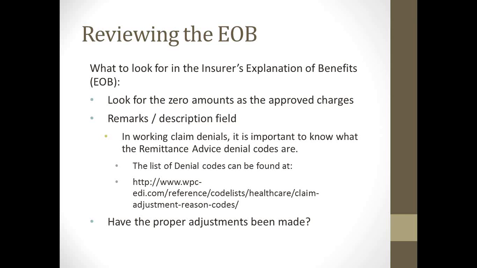The first thing you want to look at when you're looking at the EOB is look for the zero amounts as the approved charges, as well as look at the remarks and description field. And in working claim denials, it's important to know what the remittance advice denial codes are, and I put where the list of denial codes can be found right here for you, and this will be offered as a PDF on the MSO website for you. So if you need to go back and review the slides, this will be available. Another thing you want to have your billers do for reimbursement is making sure that the proper adjustments have been made.